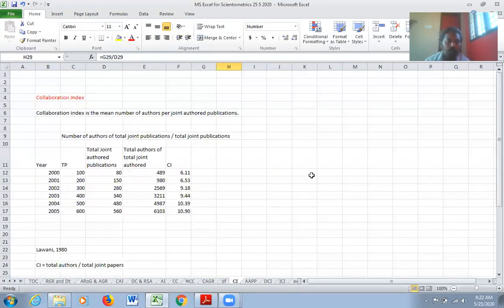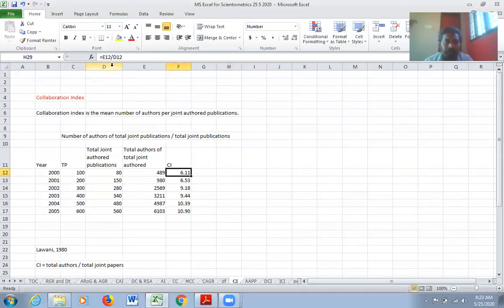Then let me go to collaboration index. Two formulae are there. Let me show you both. The one says the number of authors of total joint publications divided by total joint publications. Fine. So it's nothing but the mean number of authors, the average number of authors per joint author publication. You take all the joint author publications and divide the total authors, and you get the collaboration index.